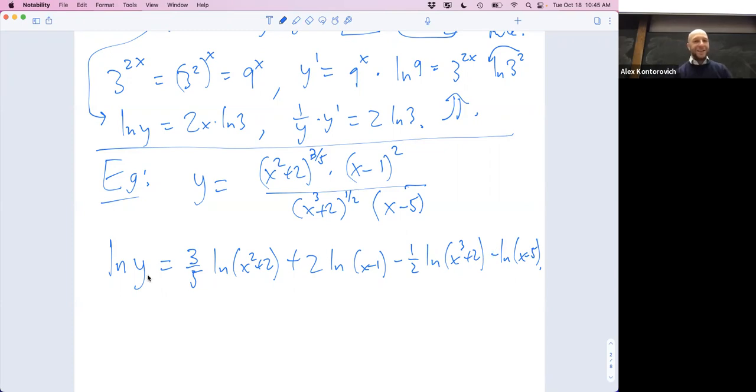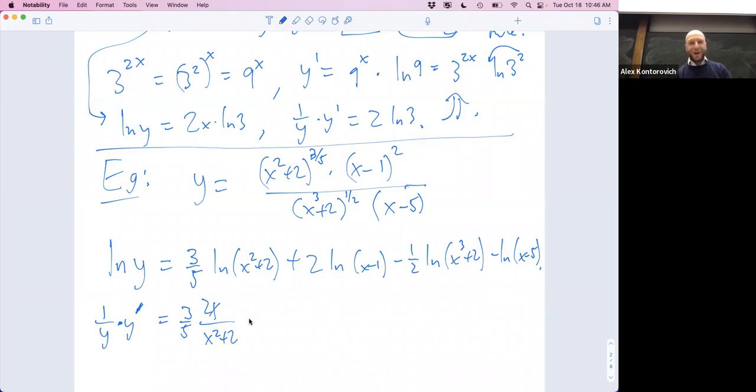Now differentiating is easy. Derivative of log of y, 1 over y times y prime. We've done this 1,000 times. How about the derivative of this thing? Oh boy, this is going to be nasty. No, it's going to be easy. 3/5 is a constant. That stays. Derivative of log is 1 over the thing, chain rule, times 2x.